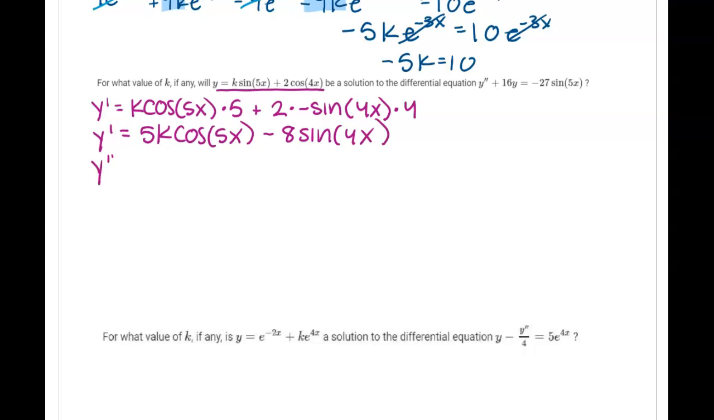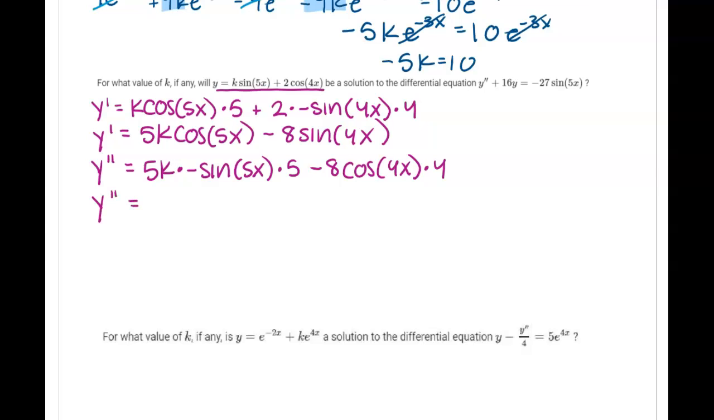For y double prime, we have 5k, the derivative of cosine is negative sine of 5x, times the derivative of 5x, which is 5, minus 8, the derivative of sine is cosine of 4x, times the derivative of 4x, which is 4. So y double prime is, let's see, negative 25k sine of 5x minus 32 cosine of 4x.